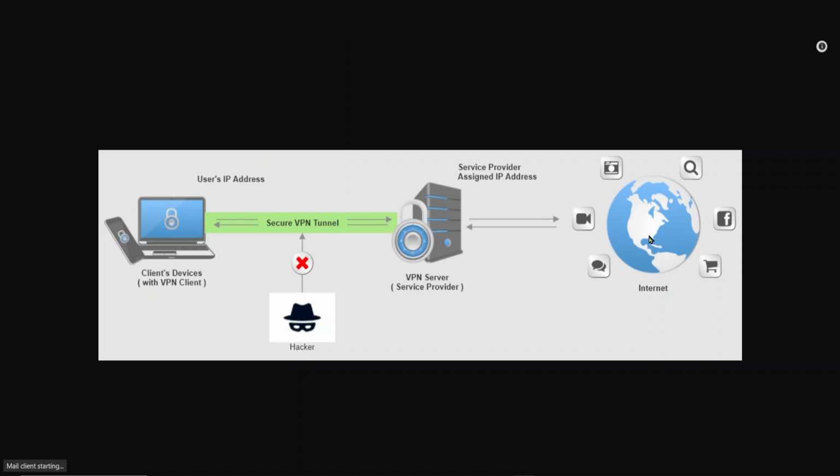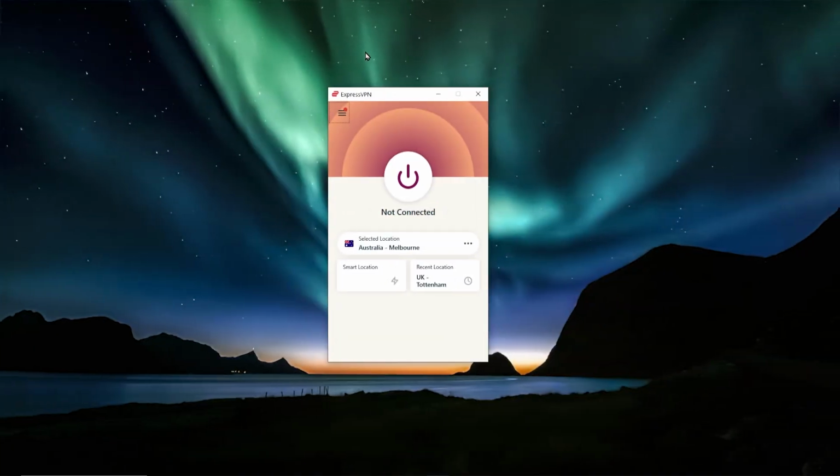So when you go on a website or use an application, they're going to think that you're coming from that VPN server, and they won't see your actual physical location. That gives you an added layer of privacy and security because nobody on the internet can see where or who you are.